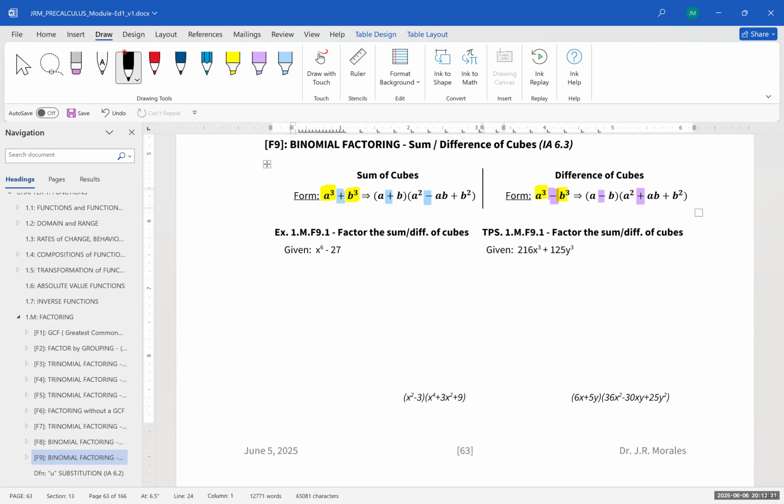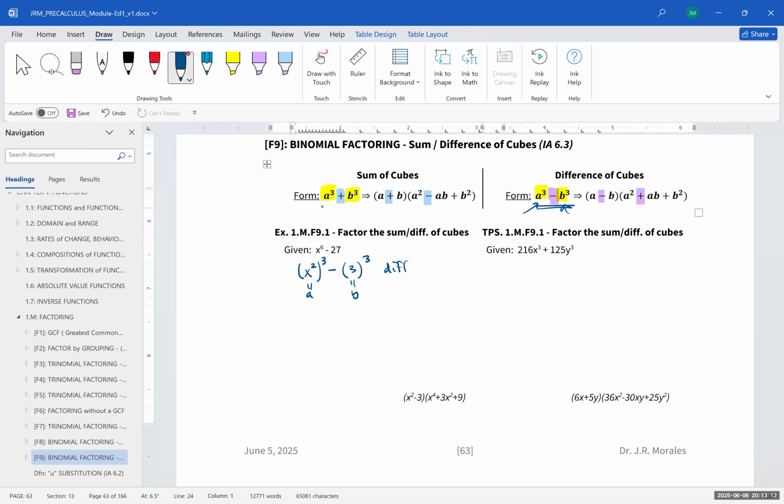All right, so here we've got x to the sixth minus 27. So we have to put it in this form. It's obvious we've got a difference here. We want to see if we can make it a difference of cubes. So we're going to be able to write x to the sixth as x squared cubed minus, and 27 can be written as 3 cubed. So this is our value of A, and this is our value of B.